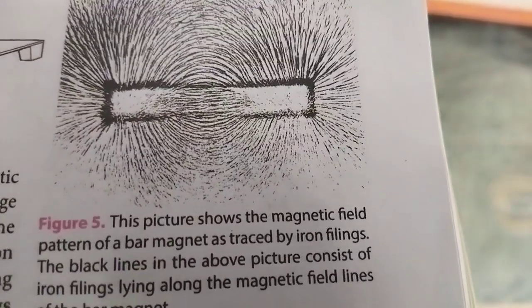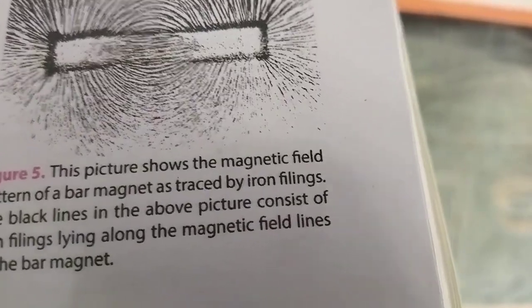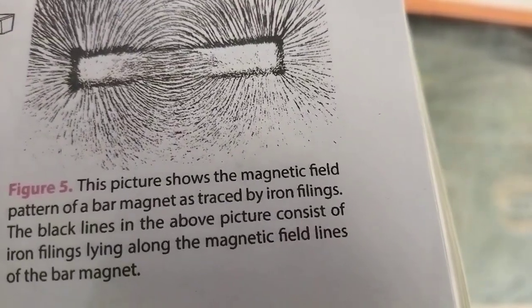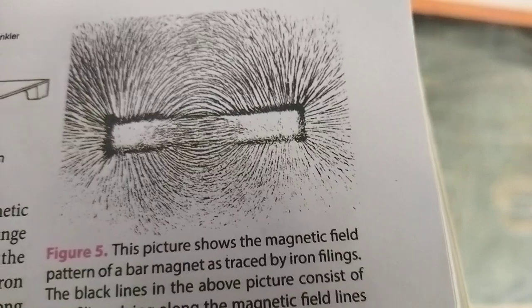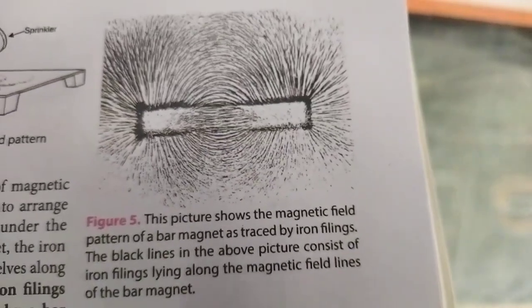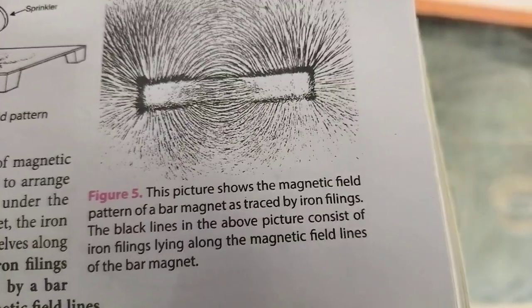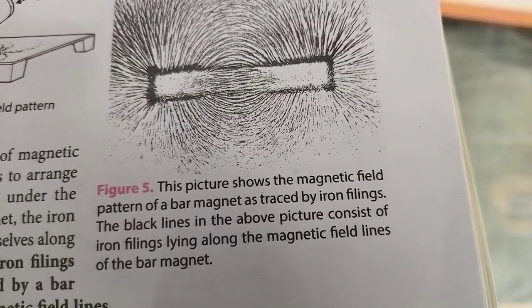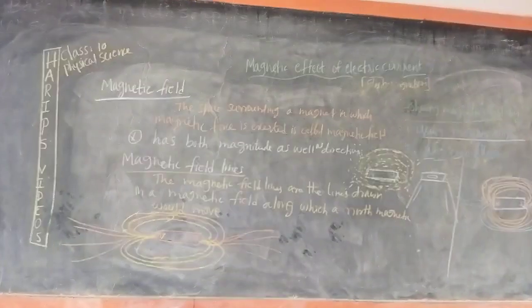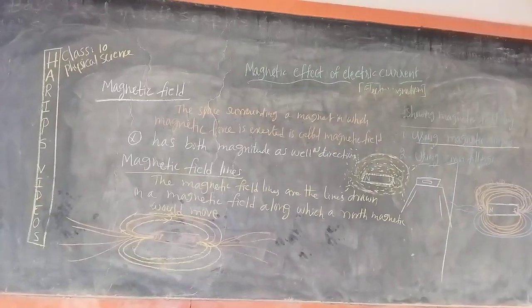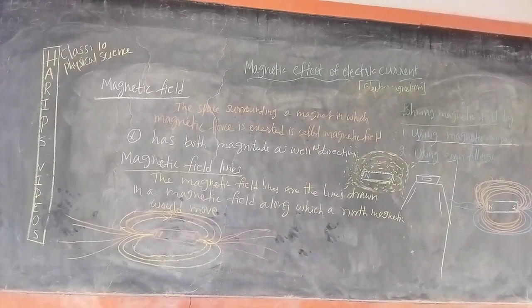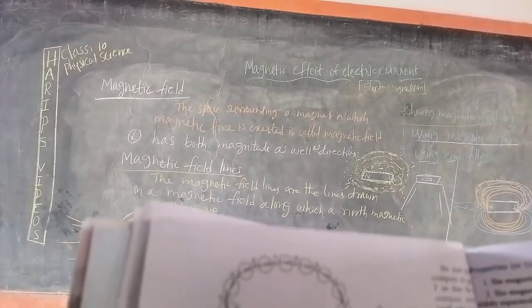This picture shows the magnetic field pattern of a bar magnet as traced by iron filings. The black lines in the picture consist of iron filings lying along the magnetic field lines of the bar magnet. Right? This is one process, by picture. Then the other one I will show you.